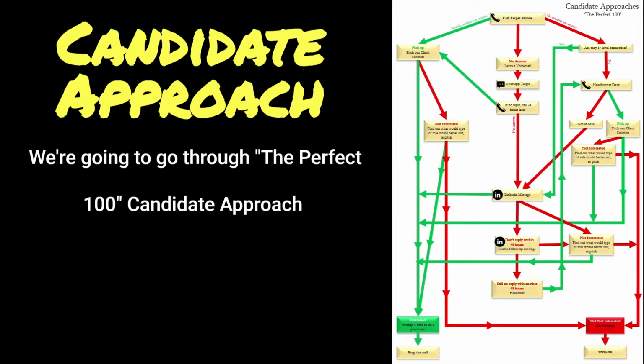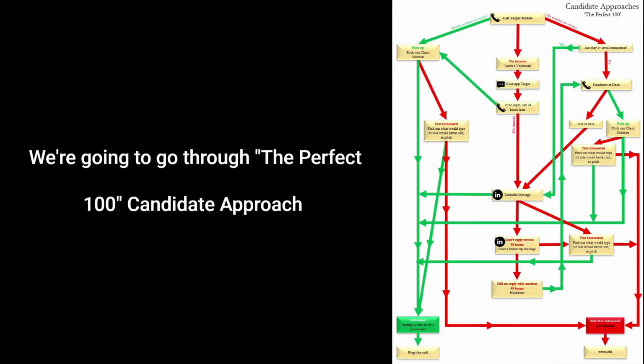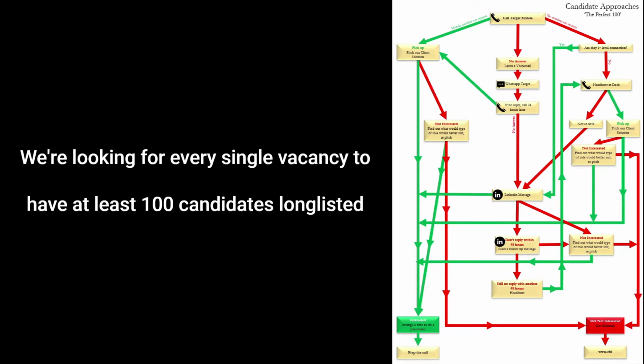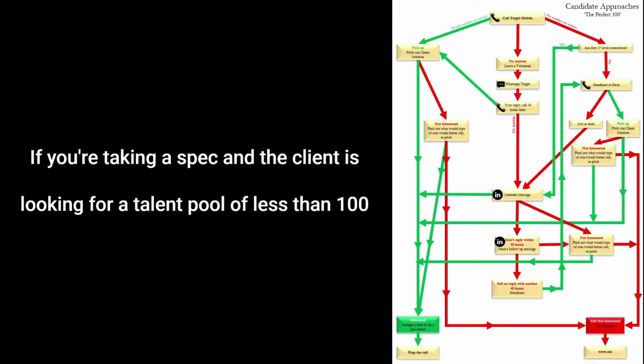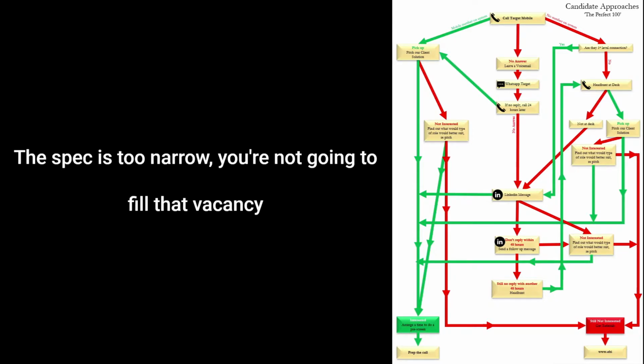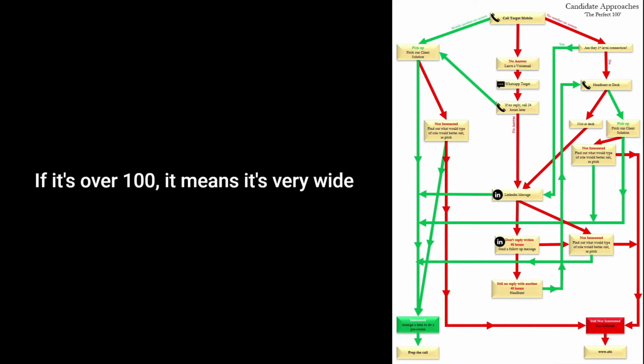So we're going to go through the perfect 100 candidate approaches. Essentially, we're looking for every single vacancy to have at least 100, or around 100 candidates shortlisted or longlisted against it. If you're taking a spec and the client is looking for a talent pool of less than 100, the spec's too narrow. You're not going to fill that.